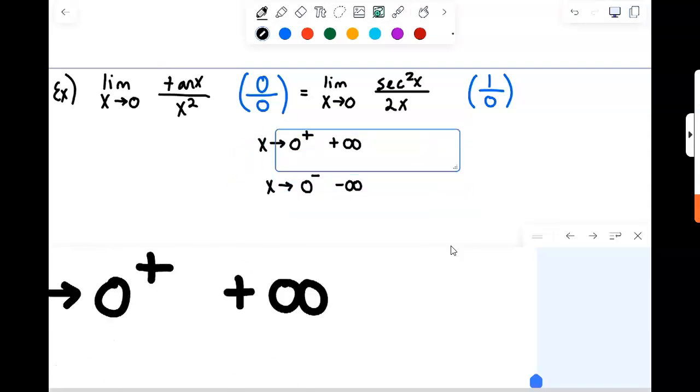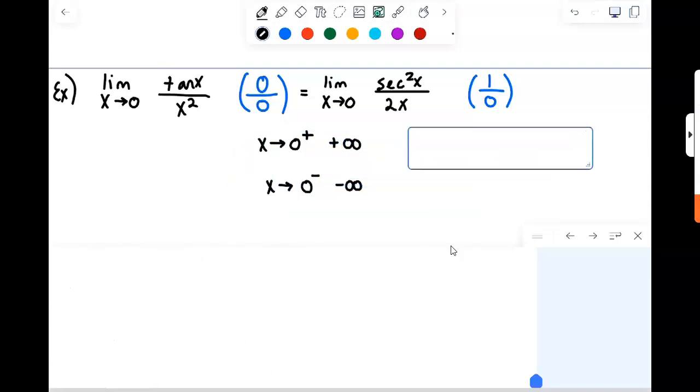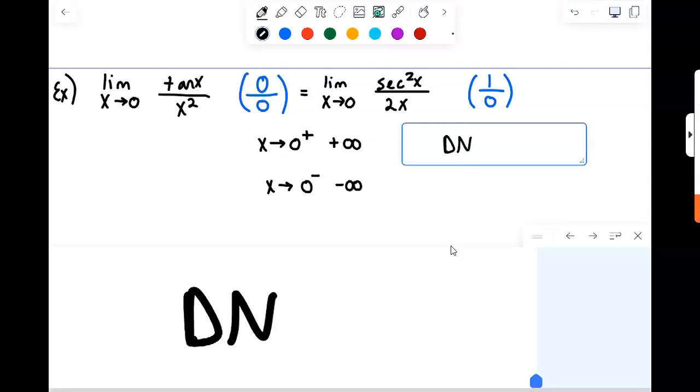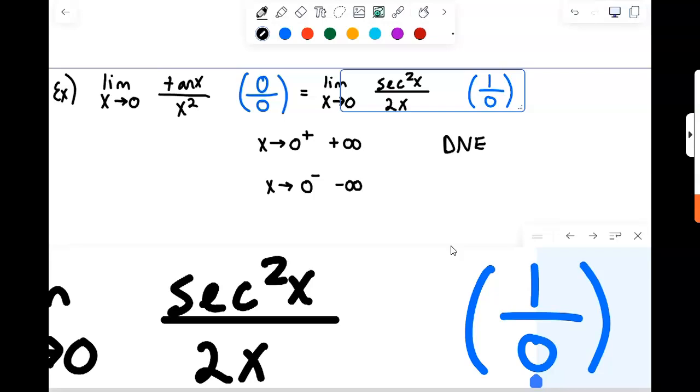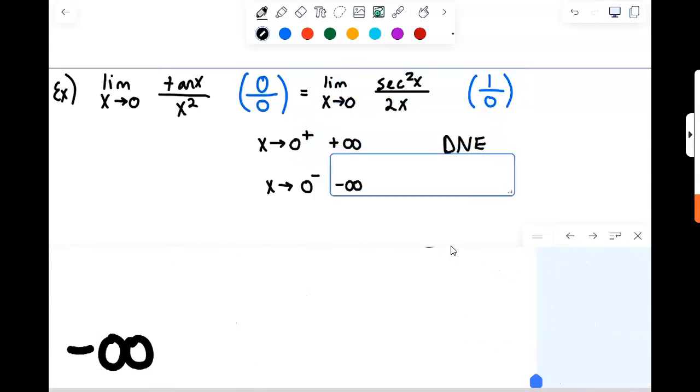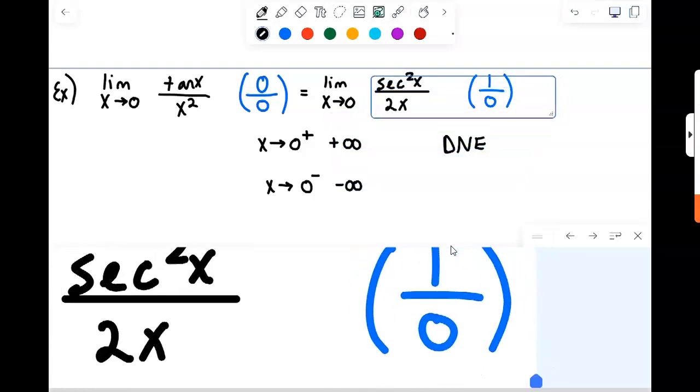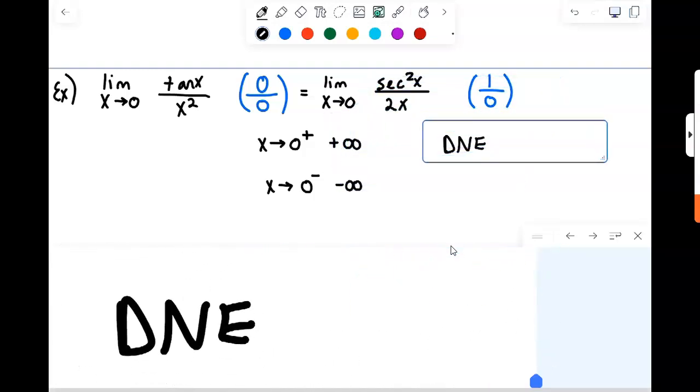And so because the left and right are approaching different values, we'd say that this overall limit does not exist. Of course, the limit's not approaching a number, so it doesn't exist anyway as far as being a number, but remember, if it's approaching the same thing on the left and right, the same version of infinity, then we would say it's equal to that one. But since they're different, we say that the limit does not exist.